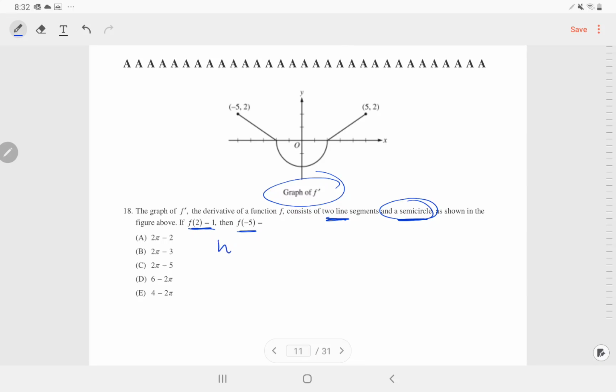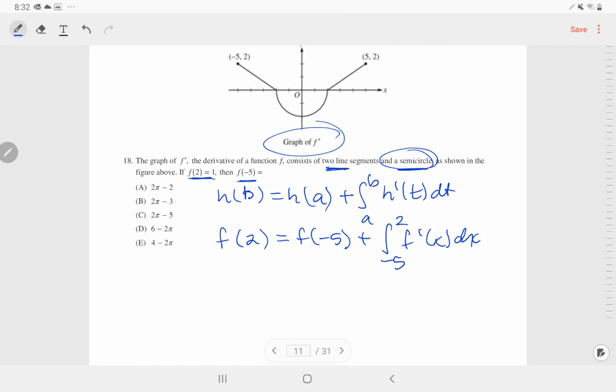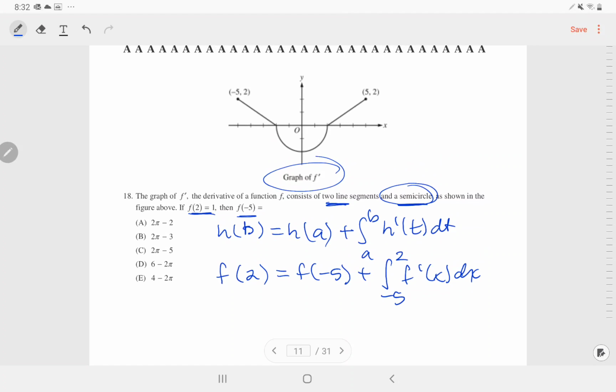Okay, this is my height thing, my accumulation function. So the height at age b is the height at age a plus the integral from a to b of height prime. Okay, so you can do it with f's. Now, I like to put my bigger one on the left. So f of 2 is f of negative 5 plus the integral from negative 5 to 2 of f prime of x dx.